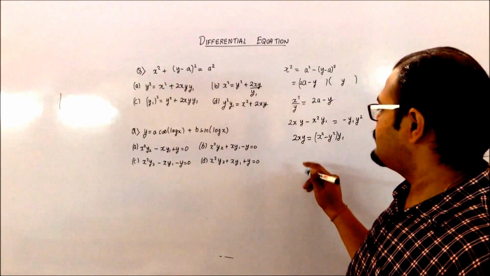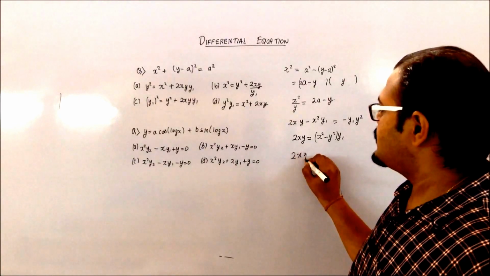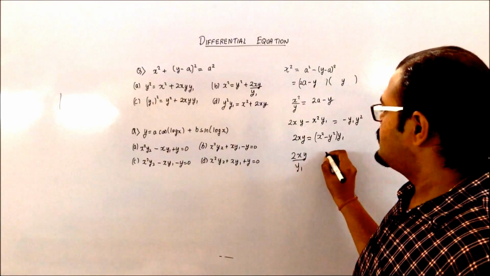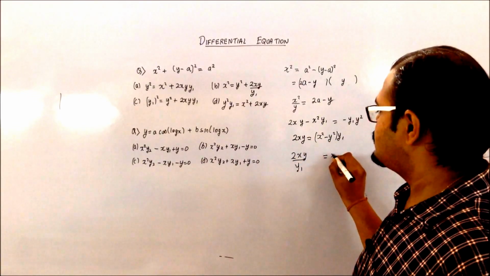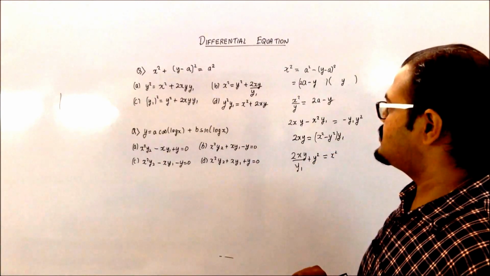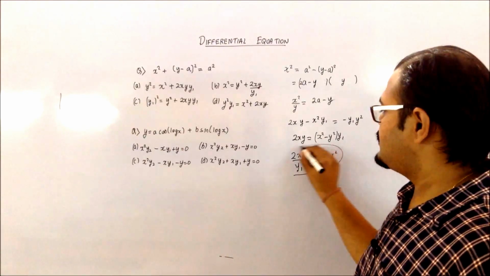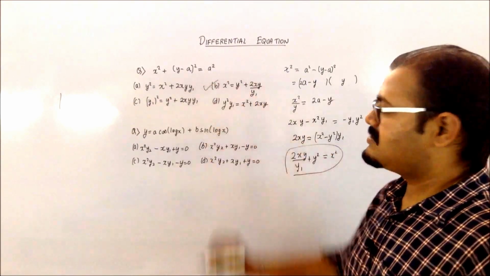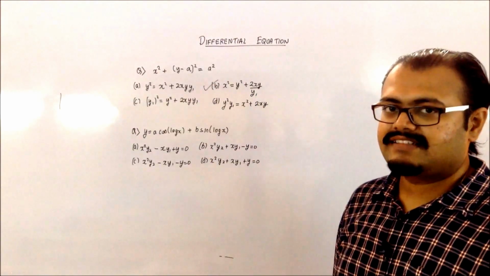You can take that y1 on this side, so you will have 2x by y1 is equal to x square minus y square, so that y square can be taken over here. So you are getting this equation which you see in your B option. Moving on to the next one.